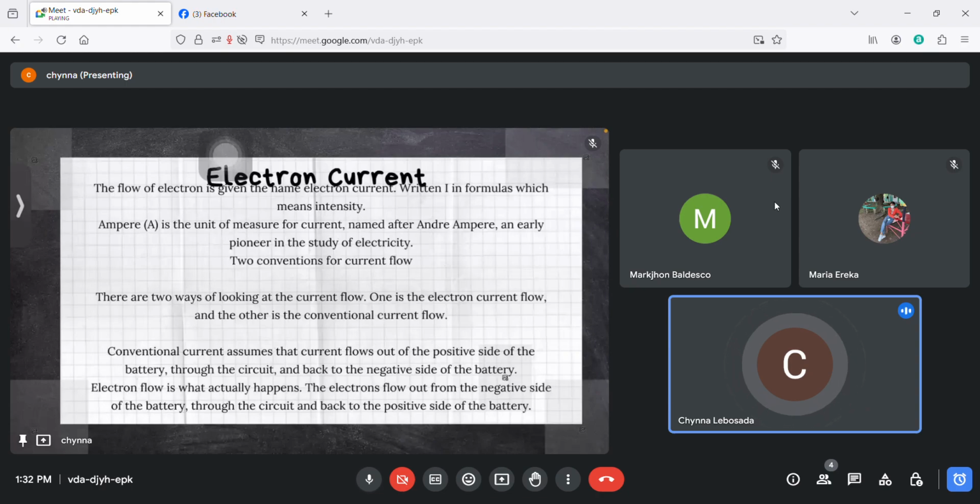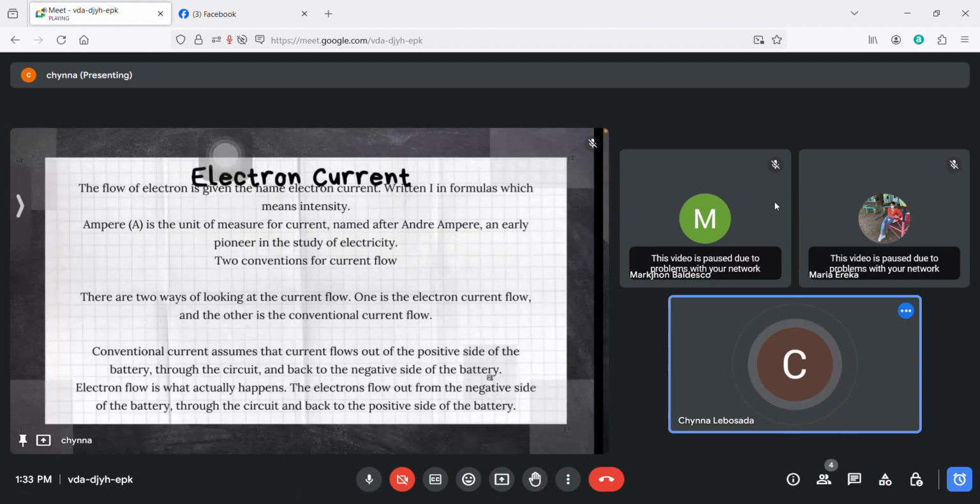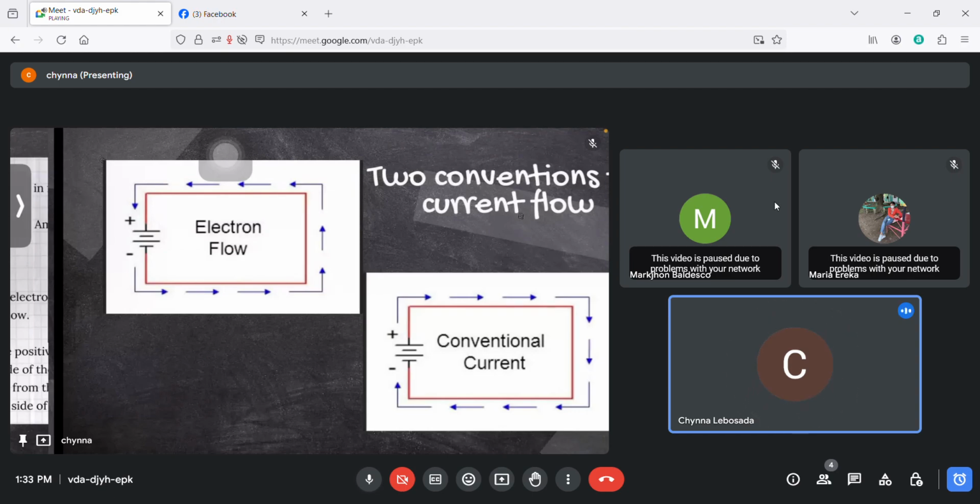Conventional current assumes that current flows out of the positive side of the battery through the circuit and back to the negative side of the battery. Electron flow is what actually happens. The electrons flow out from the negative side of the battery through the circuit and back to the positive side of the battery. These are the two conventions for current flow, the electron flow and conventional current.